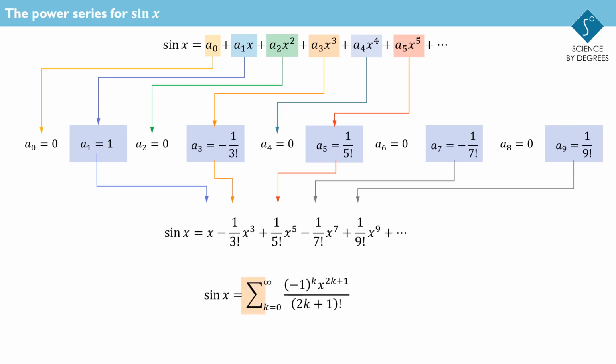It's the sum of an infinite number of terms. The minus 1 to the k provides the alternating sign. X to the 2k plus 1 provides odd powers of x, because if you take any integer k, multiply by 2 and add 1, the result is odd. For example, k equals 1 gives the x cubed term, and k equals 2 gives the term in x to the 5th. And the same 2k plus 1 is used to generate the factorial in the denominator.